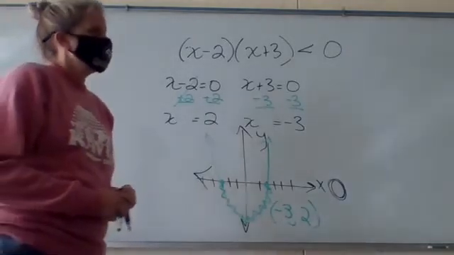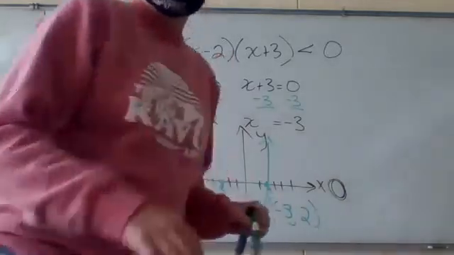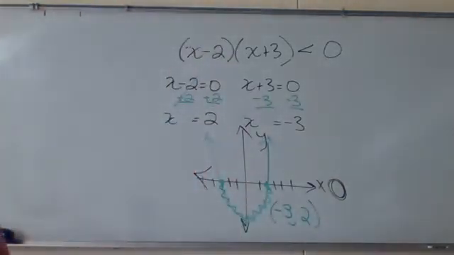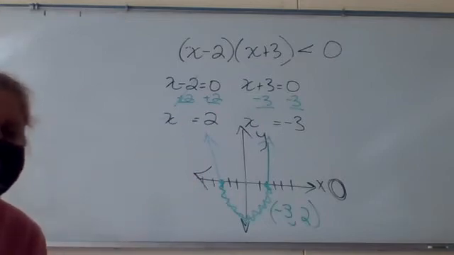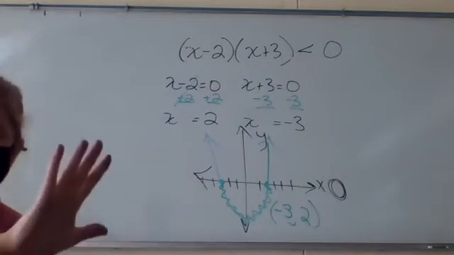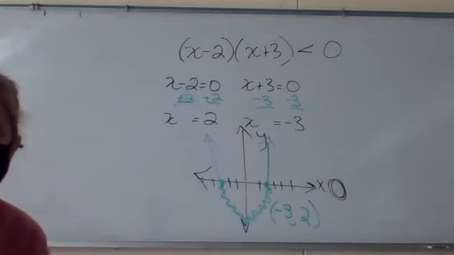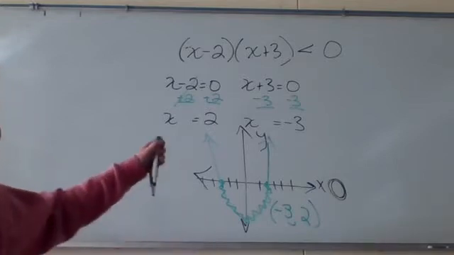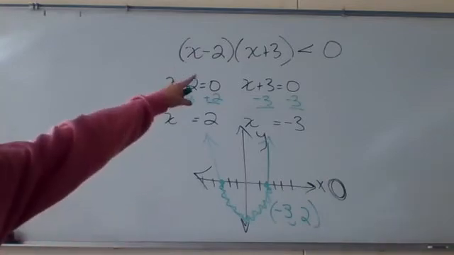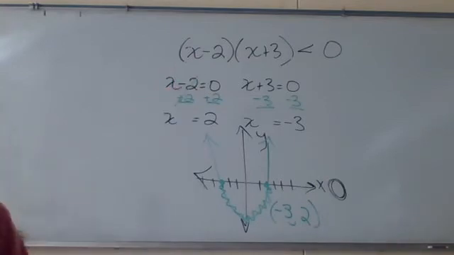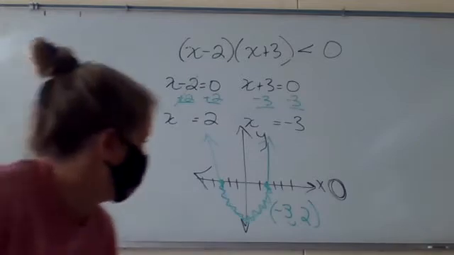So again, find your x-intercepts, put them on the x-axis, sketch a real rough parabola. You just need to know whether it's right side up or upside down. And then say, okay, does it want to know where it's above or below 0? So you just go and you look at your less than or greater than symbol. Okay, let's look at number 2.